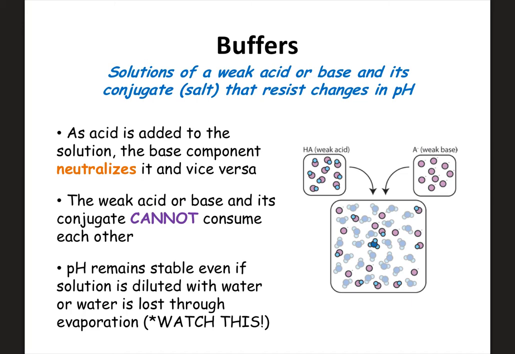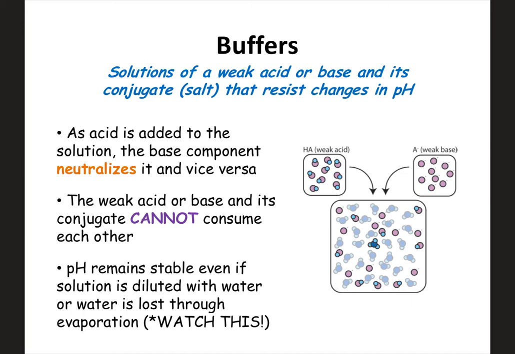So that's how these buffers actually resist changes in pH, because they have an acid part and a base part, and they just attack the opposite part that's added and they destroy it. All right, and they pretty much resist these changes in pH to a certain point. Basically, the weak acid or base and its conjugate cannot consume each other. If you have a weak acid and its conjugate present, they don't react with each other. If you have a weak base and its conjugate present, they don't react with each other. All right, so this is why these buffers work.